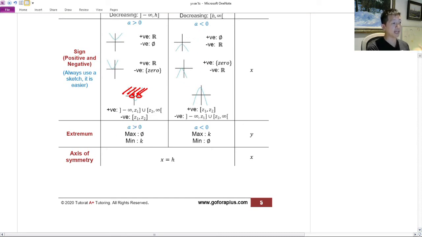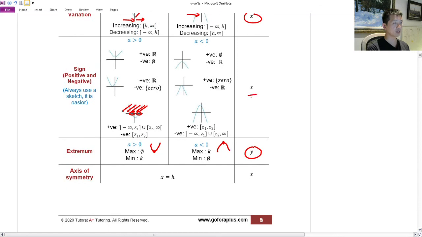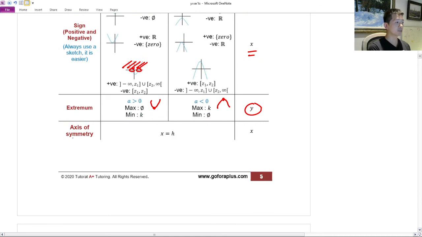Extremum: when A is bigger than 0, so opening upward, there is a minimum value at the vertex. There's no maximum. But when it's opening downward, there's a maximum value, but there's no minimum. And this is also looking at the value of Y. So the sign is actually looking at the value of X all the time, right? Now, axis of symmetry, that's special for this function because it is a symmetric function. So X equals H is my axis of symmetry.